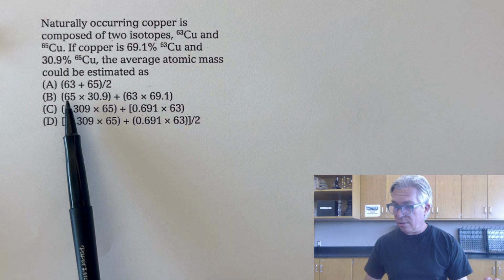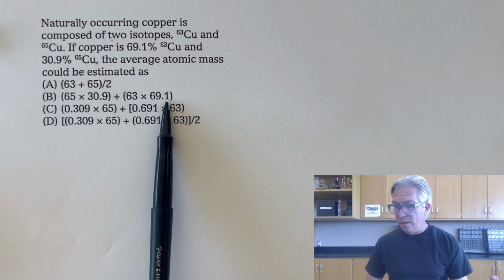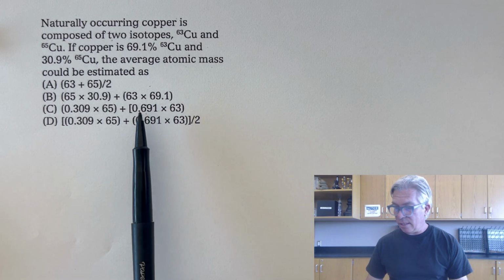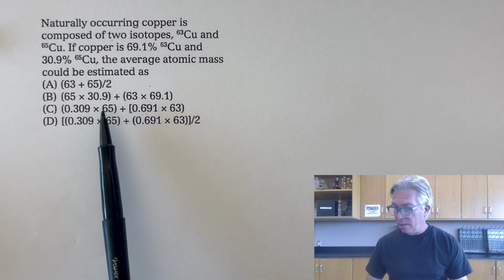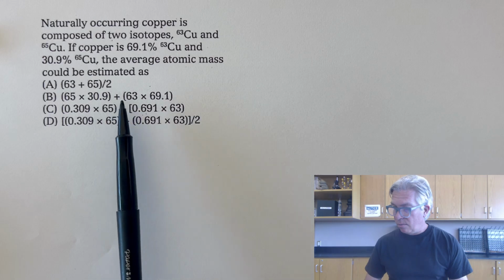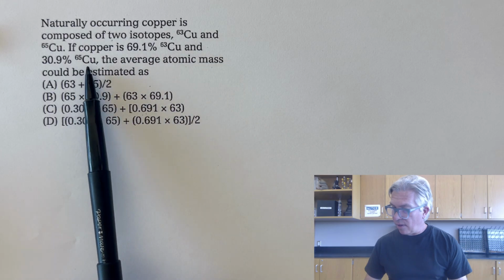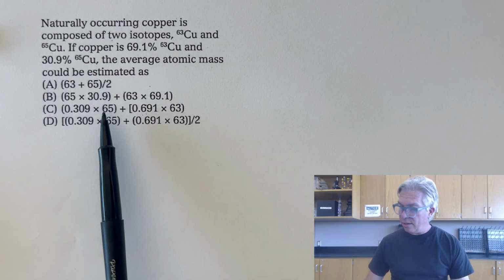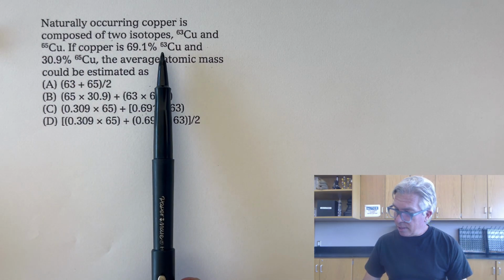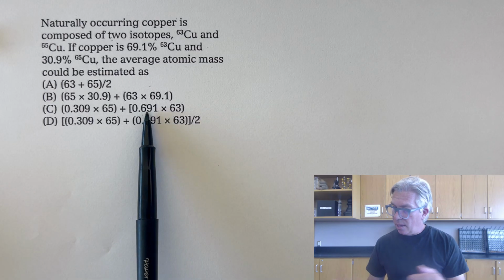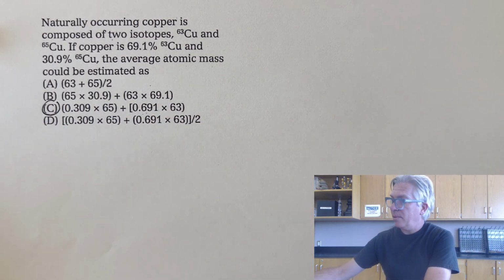So we need the weight times its percent plus the weight times its percent. The catch is that percent has to be in decimal form. So we have to match up the 65 with the fact that it's 30.9%. So I need 65 times 0.309 and 63 times 0.691. And we don't have to divide it by 2 like you would in a normal average. So we're going to stop it at letter C.